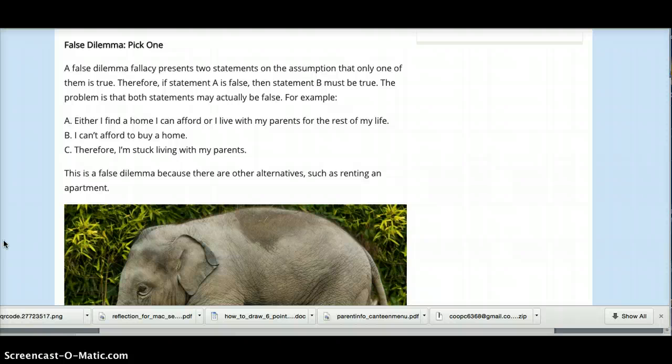So for example, statement A is either I can find a home I can afford or I live with my parents for the rest of my life. Statement B is I can't afford to buy a home, so therefore I'm stuck living with my parents. This is called a false dilemma because there are other alternatives outside of those two statements. For example, they could rent an apartment.